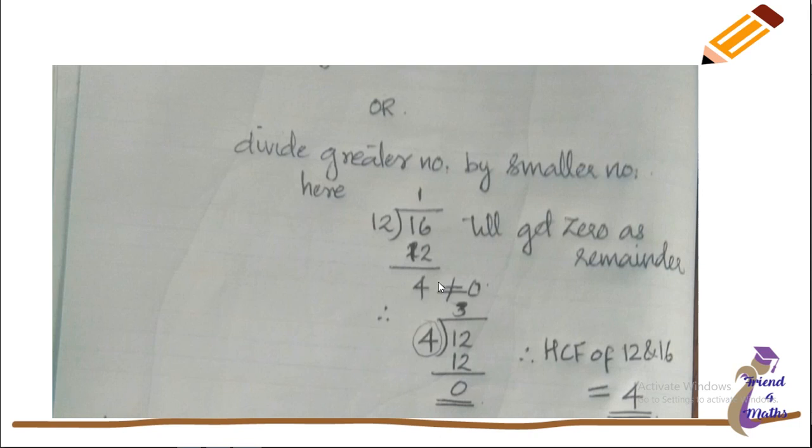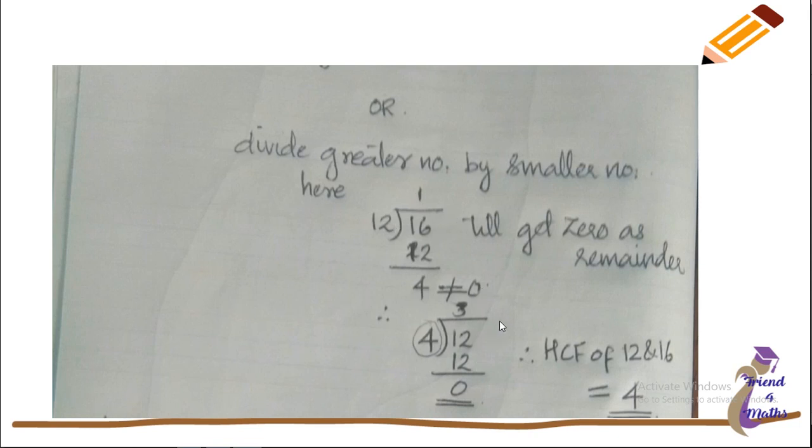And if this remainder is not equal to 0, we are again dividing the divisor of this stage by this remainder. That is, 12 is divided by 4, and there we get another quotient and remainder. And if the remainder is equal to 0, we can stop this process. Like this, we have to continue this division till the remainder is 0.